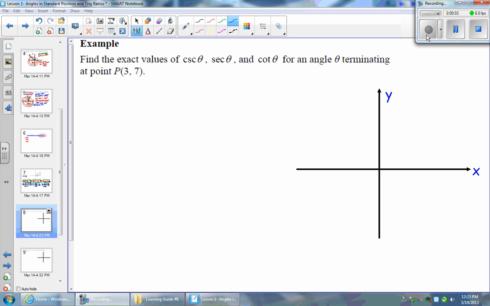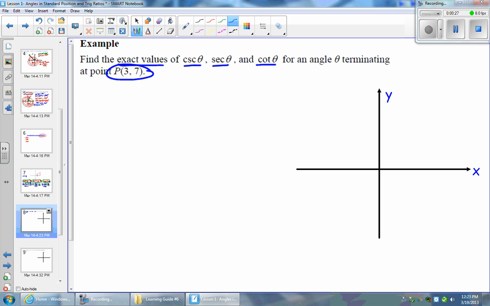In this lesson, I'm going to teach you how to find certain trig ratios using a point on the Cartesian plane. So reading the first example here, it says find the exact values of cosecant theta, secant theta, and cotangent theta for an angle theta terminating at point (3, 7).